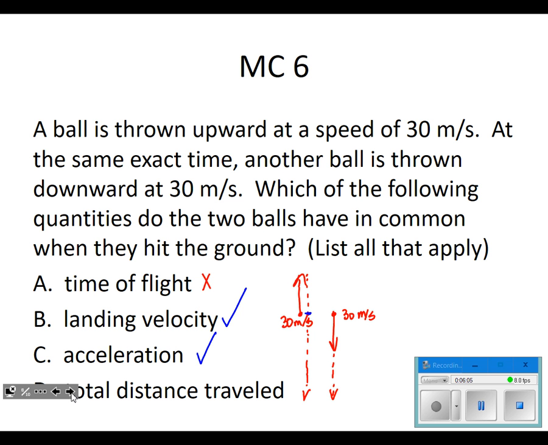Total distance traveled? Nah, because the one that's thrown up has to go more distance before it can finish going all the way down, whereas the one that's just thrown downwards just goes downwards. Now, if this question had said total displacement, then the answer would be yes, but just total distance, no.